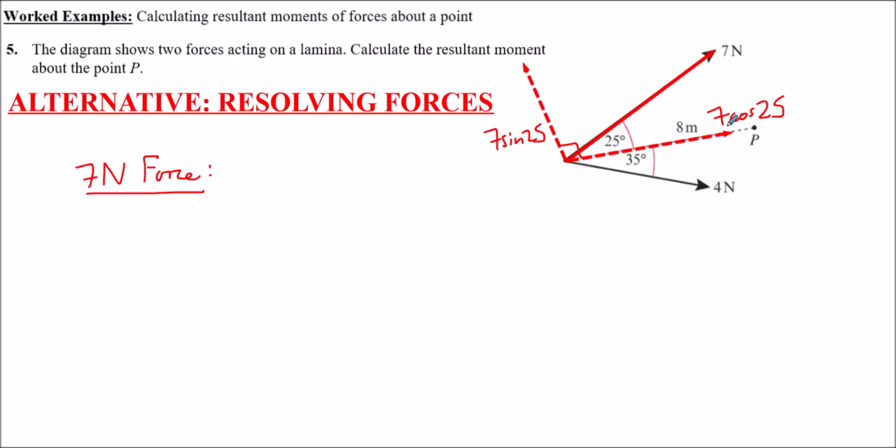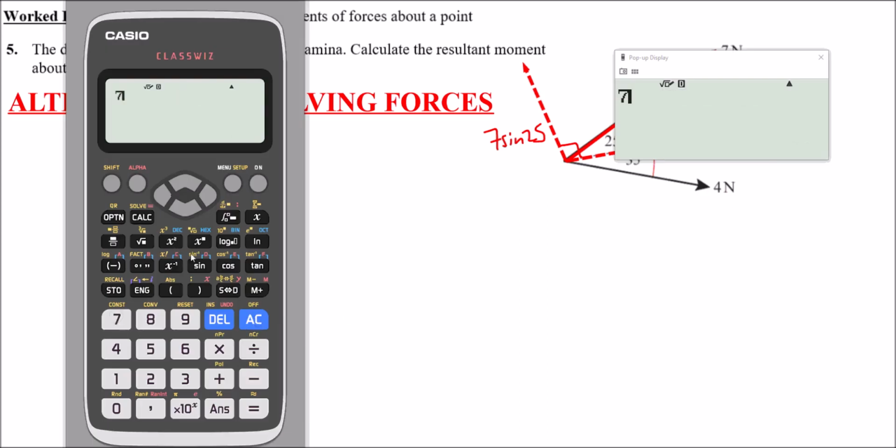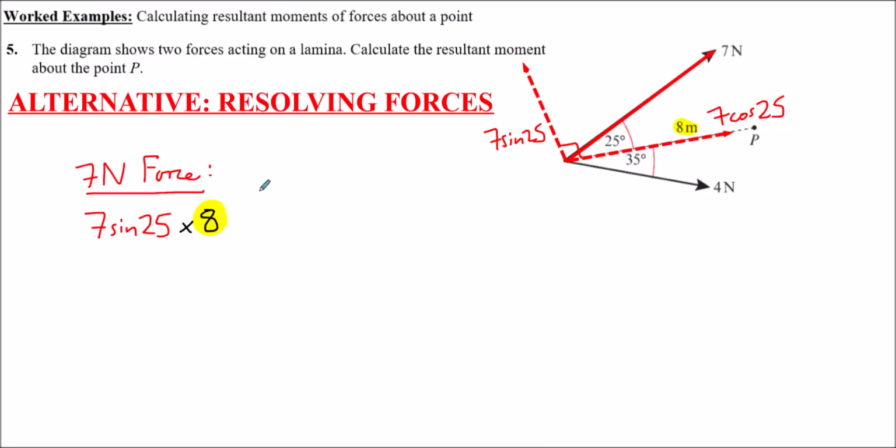The only moment will be this component here from the 7 sine 25. So this 7 sine 25 will give a moment. It'll have a moment effect, and the effect of this 7 sine 25 force will be its magnitude multiplied by its distance from P, which we can see here is 8. So multiply that by 8, because 8 is the given perpendicular distance. And we have here 7 times sine 25 by 8. We get 23.667, like we did before.